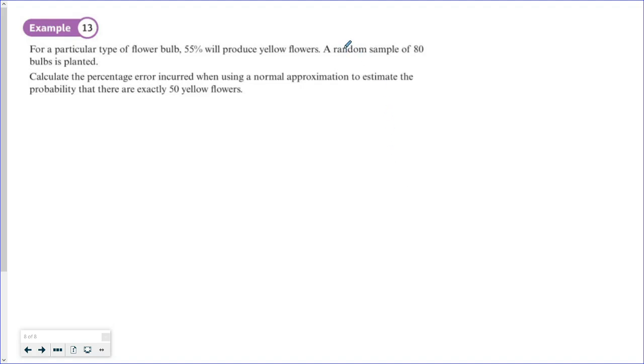Okay, in example 13, we've got a binomial random variable because we're sampling 80 bulbs, and each bulb can either have a yellow flower or not have a yellow flower. And we're counting how many of those bulbs have a yellow flower. So let's define a variable. Let's say x is the number of yellow flowers out of the 80 bulbs.